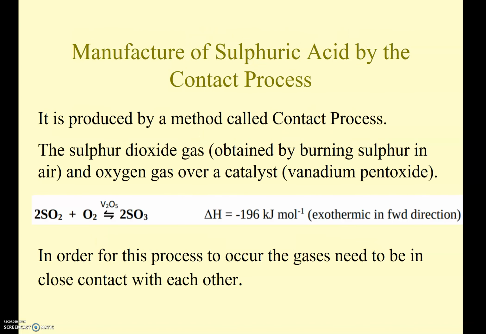It is produced by the contact process, by the name of it. The name suggests that it's two things in close contact with each other. In this case, it's two gases that need to be in close contact with each other. The sulfur dioxide gas obtained by burning sulfur in air and oxygen pass over a catalyst, this vanadium pentoxide catalyst. In order for this process to occur, the gases need to be in close contact with each other. That close contact happens over the catalyst.